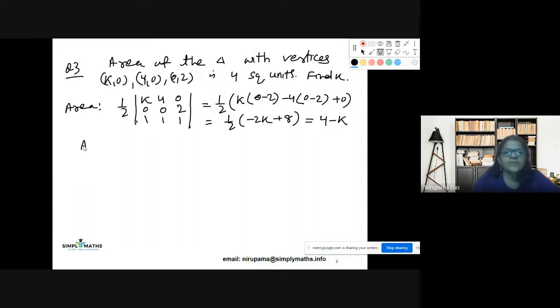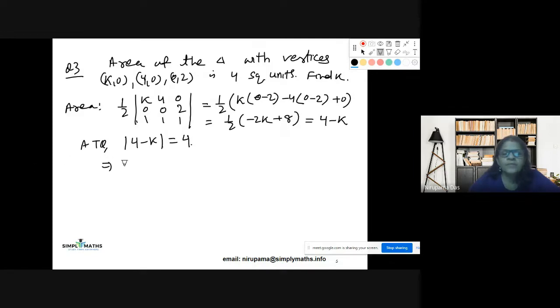According to the question, we do not know the value of k. It may be more than 4, it may be less than 4. If k is less than 4, then 4 minus k is positive, but if k is more than 4, then it will be negative. And area cannot be negative. So to avoid that, we have to take mod of 4 minus k, equal to 4 square units.